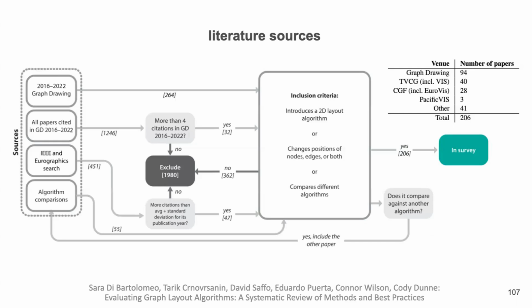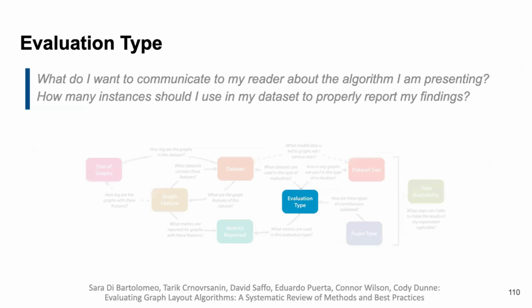I had some inclusion or exclusion criteria, like I did not want to care about 3D layout algorithms. Those are weird and complicated. And then the papers needed to change the position of either nodes or edges. That's what I considered, okay, this is a layout algorithm. So I ended up finding 206 papers, and I read all of them to explore what they did to present their results. So first of all, let's start talking about the evaluation type that they use.